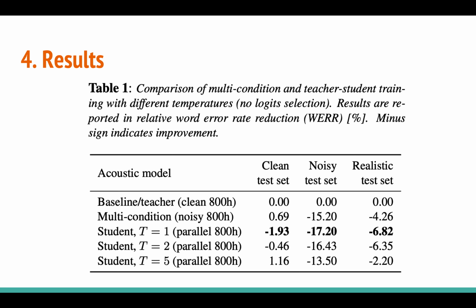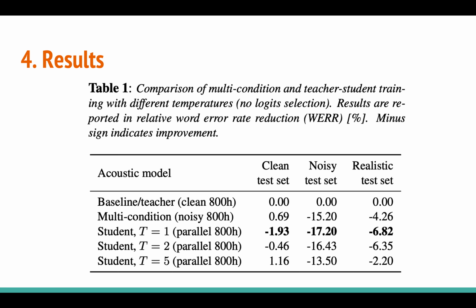But the problem with this multi-condition training is it is giving improvements over the noisy data and realistic test data, but it's not giving any improvement over the clean test data. As you can see here, it's actually worsening the performance. It's not negative, because you can see it's a positive number. Basically, it is becoming a little bit bad over clean data, but becoming good over noisy data, which we don't want. We want improvements over both noisy and clean data.